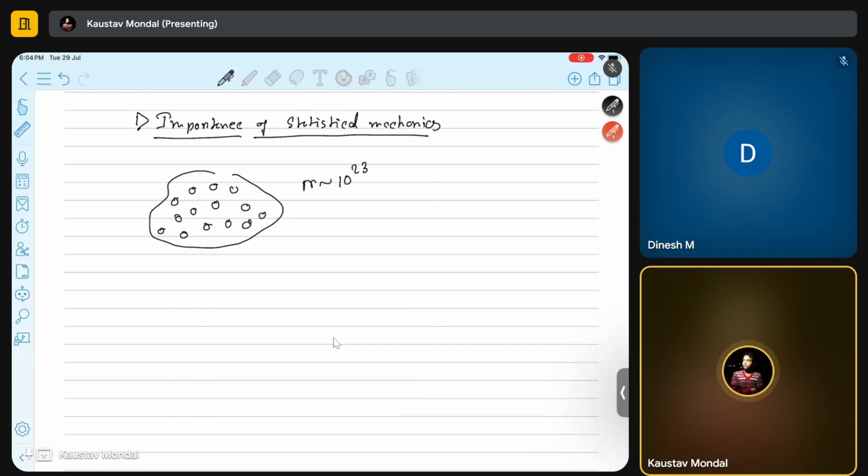Now classically, let's first talk about the molecules as classical particles. If you want to study the system classically, you have 10 to the power 23 classical equations of motion, just like how we did in classical mechanics. Then you have to solve all those Newton's equations of motion in order to get the different properties of the system.